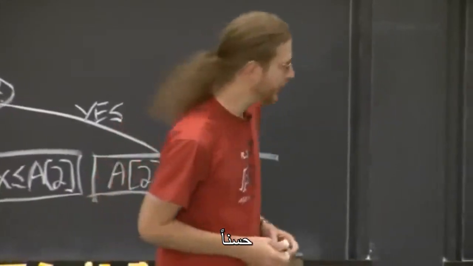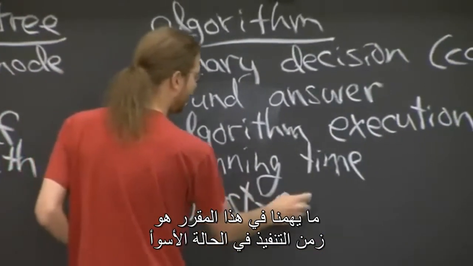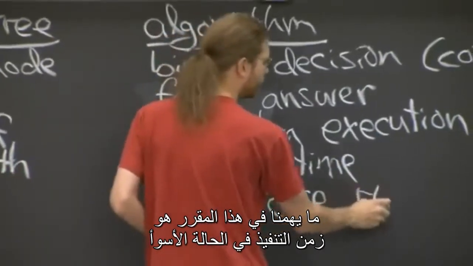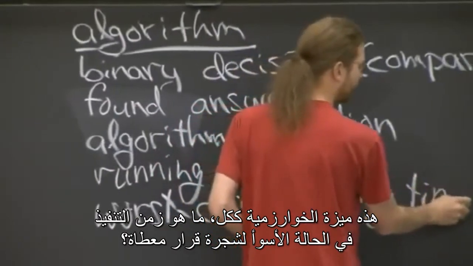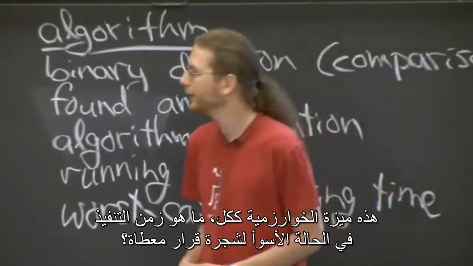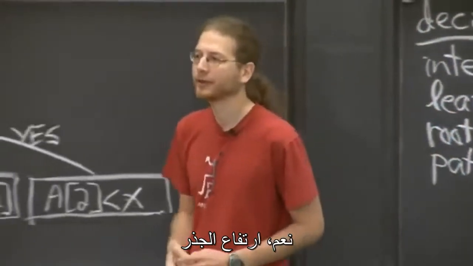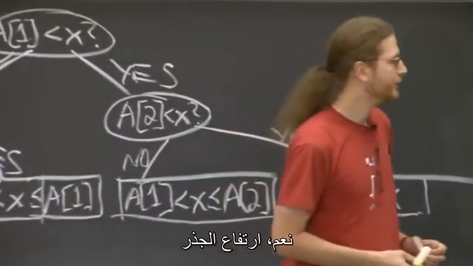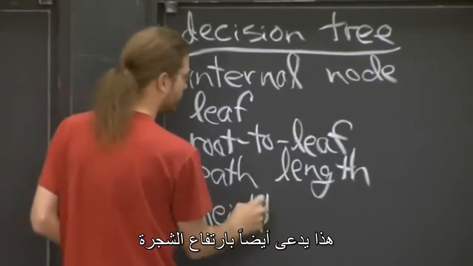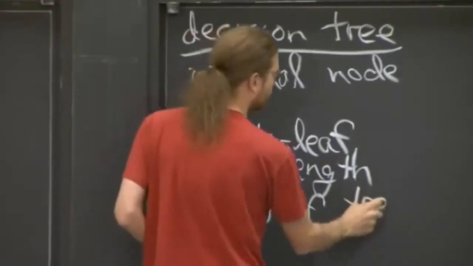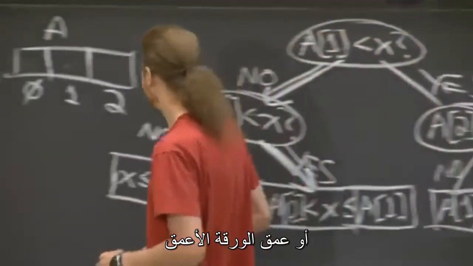All right. Now, the exciting one for us. What we care about all the time in this class is worst case running time. This is a feature of the entire algorithm. What is the worst case running time of a given decision tree? The height of the root, also called the height of the tree. Yep. Or the depth of the deepest leaf, whatever.